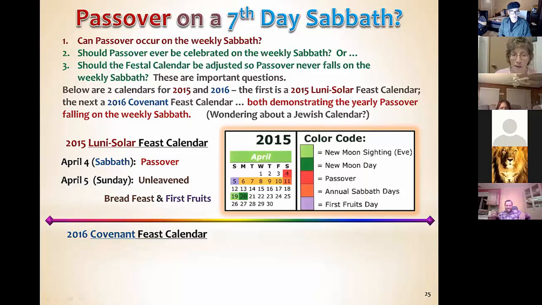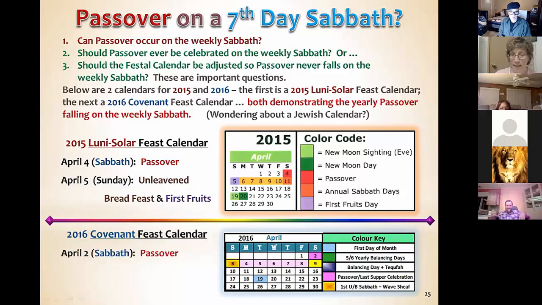In the covenant calendar in the year 2016, it also had a Passover Sabbath. It was on April 2, right there. Passover was right there on April 2. And then the next day, the first day of the week, was unleavened bread. You can see on the color code here is the first Sabbath of unleavened bread, and it was also wave sheaf according to the Joshua study. So this is a comparison between a lunisolar calendar from another feast camp and the covenant calendar, where both of them do have the Sabbath hosting a Passover. Nothing was changed.